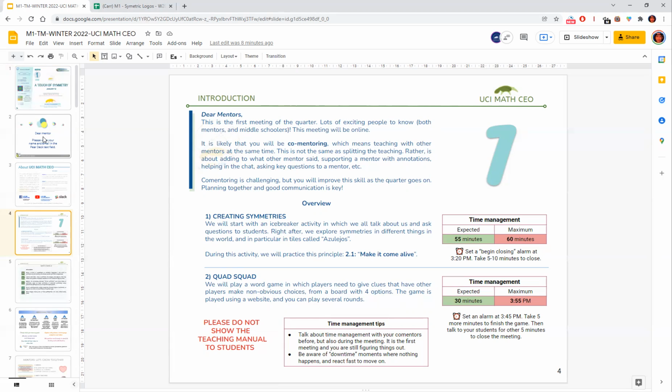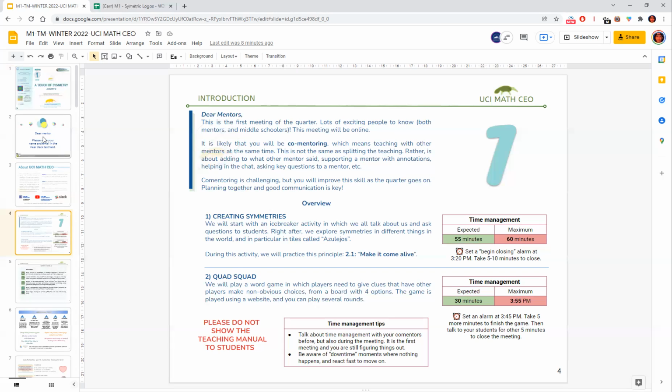So it's really important not to rush in the last minute, because then you're going to lose your kids online. So it's kind of really awkward. So always plan some time, and then just do some small talk, talk about college, ask them lots of questions. They could be on math or non-math. So have this time. Please do not show the teaching manual to students. So that's important. Just go with the student manual.